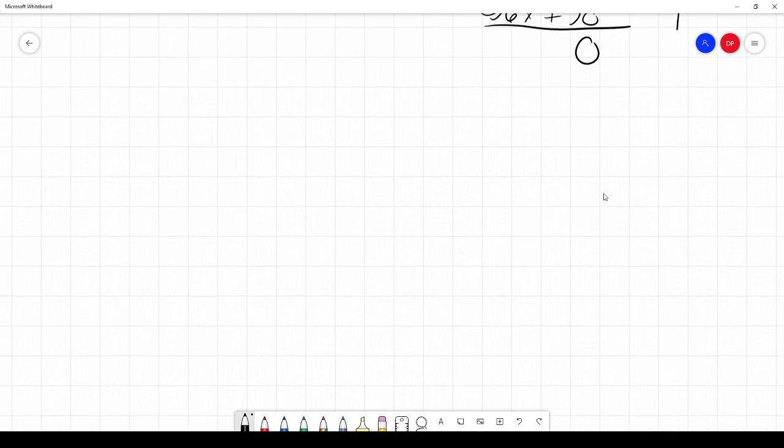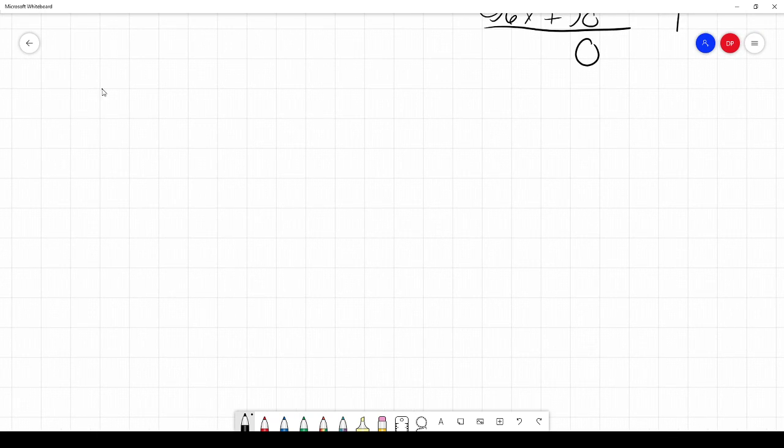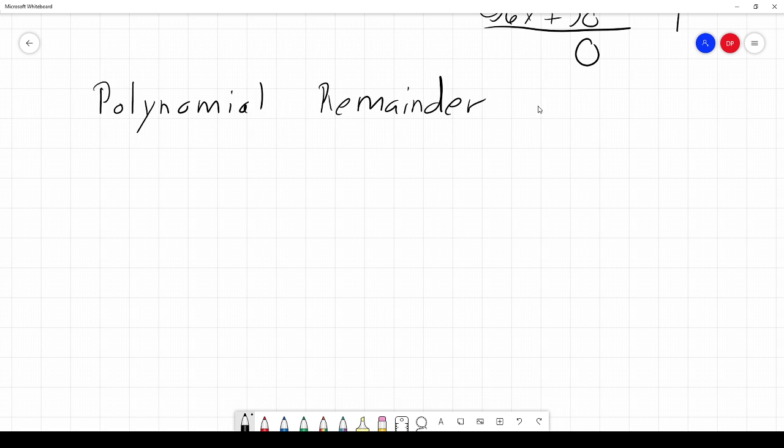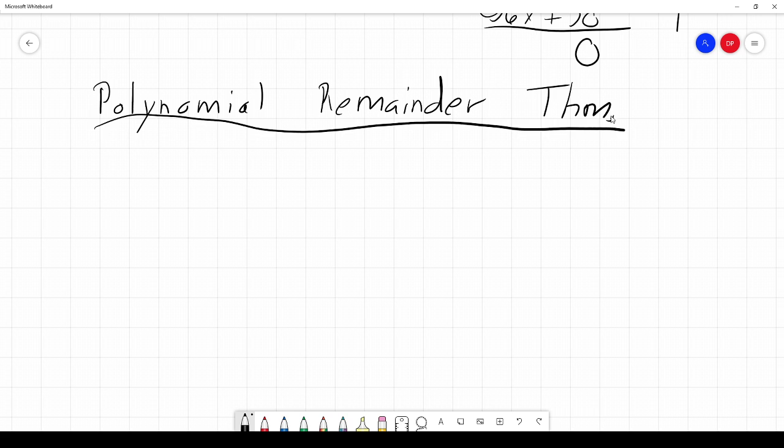Okay? Or what's called the polynomial remainder theorem. Alright, so I'm not going to worry about proving this today. I just want to kind of tell you what it is and show you how it's useful.